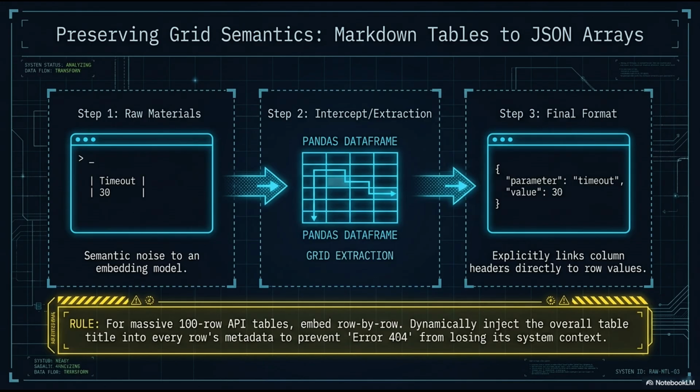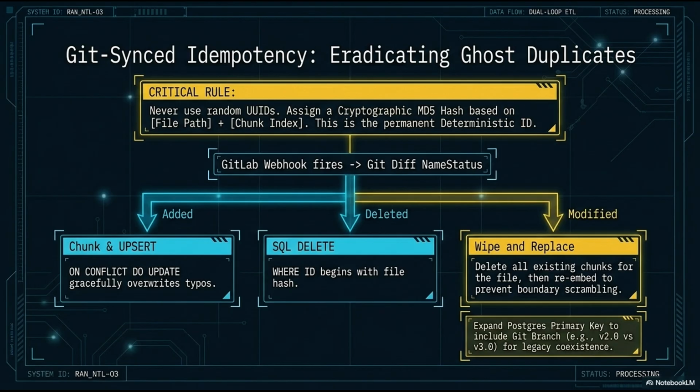Exactly. Your team's documentation lives in a Git repository like GitLab. It is being updated, tweaked, and rewritten constantly by dozens of engineers. Every time an engineer fixes a typo and hits commit, how do we keep the vector database perfectly synced with the Git repository without creating a catastrophic mess of duplicated chunks? The absolute foundation of continuous synchronization is ensuring idempotency through deterministic IDs.